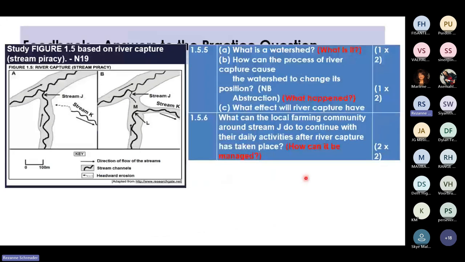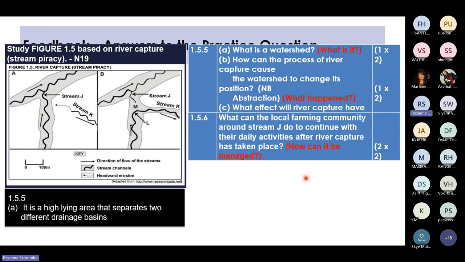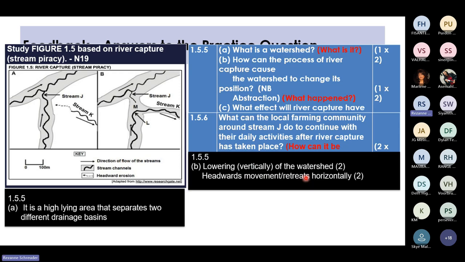Let's have a look at question 1.5.5. What is a watershed? It's a high-lying area that separates two different drainage basins. At B, how can the process of river capture cause the watershed to change? So the watershed will be lowered and then your headward movement will retreat back horizontally.